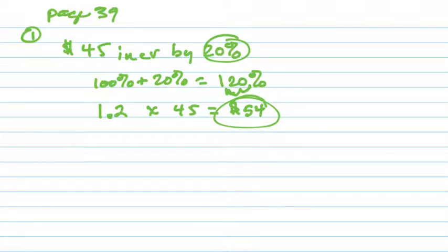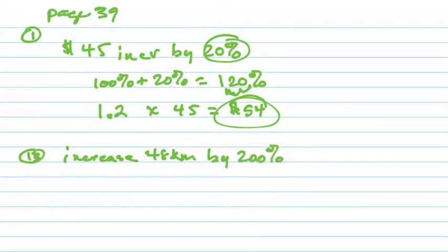Okay? Now, just look at number 13. It says we're going to increase 48 kilometers by 200%. Now, I know it seems weird to have a bigger increase, but that's fine. You can increase something by more than itself. That just means so many times more, right?